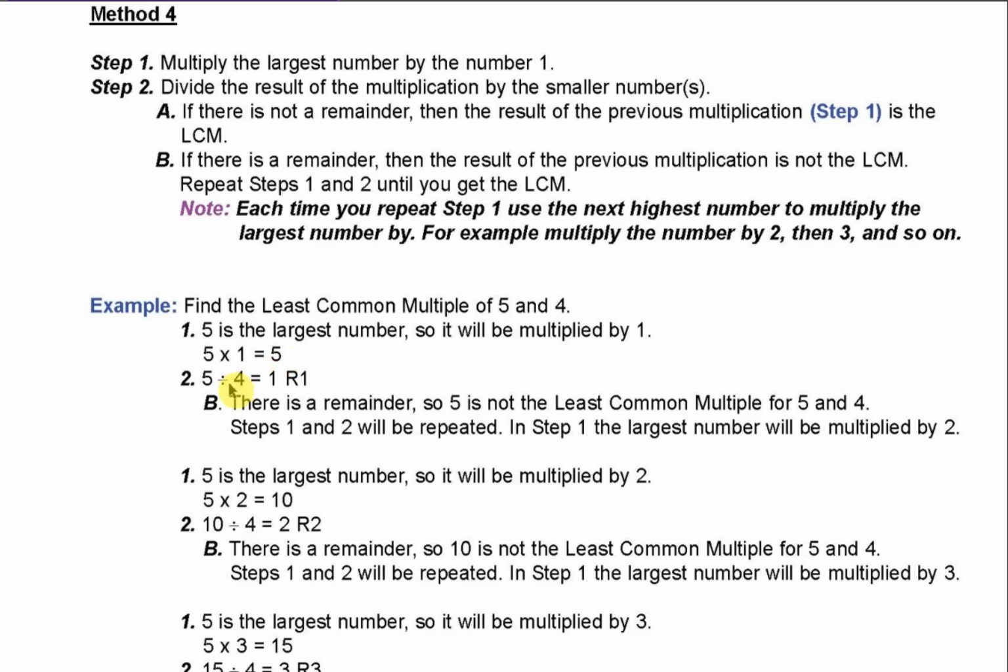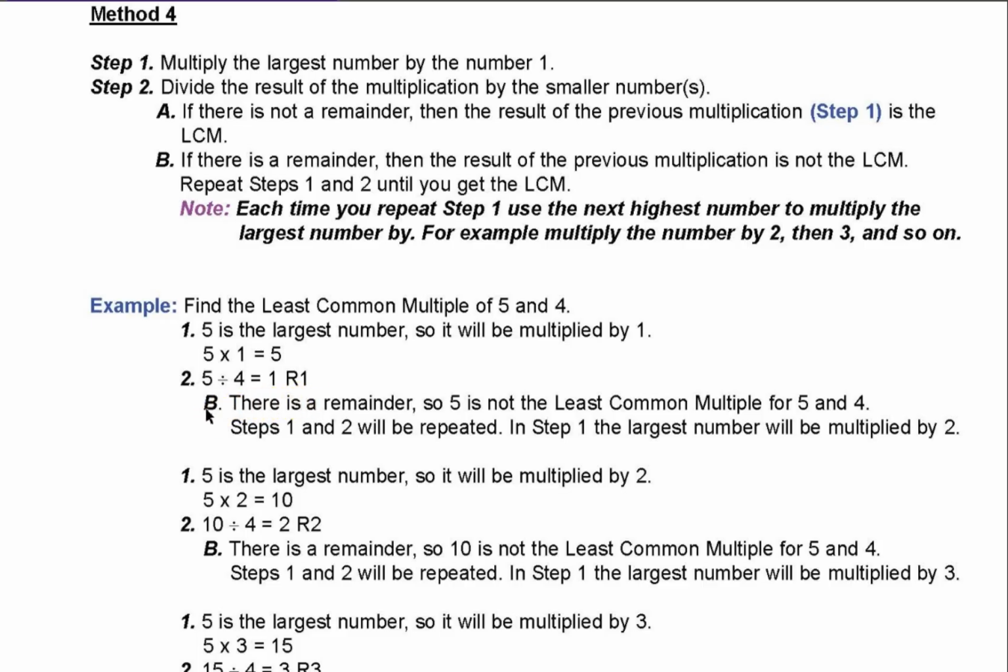And we will divide that by the smaller number, which in this case is 4. So we're going to divide 5 by 4. 5 divided by 4 equals 1 with a remainder of 1.